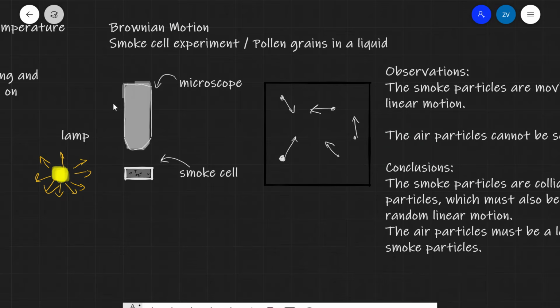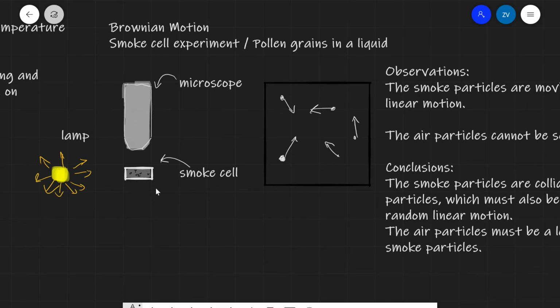A classical way to actually investigate Brownian motion is with the smoke cell experiment. This can also be demonstrated with pollen grains in a liquid in exactly the same way. A typical setup for the smoke cell experiment will be a microscope, which is pointed at a little smoke cell.